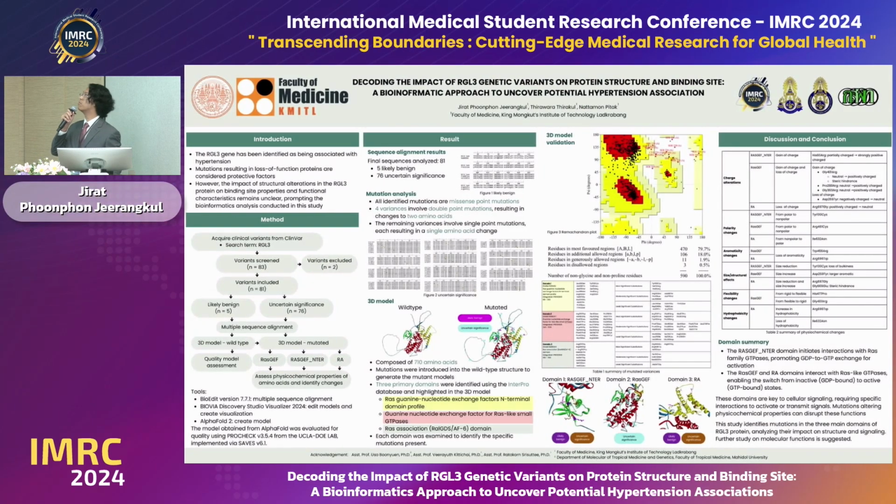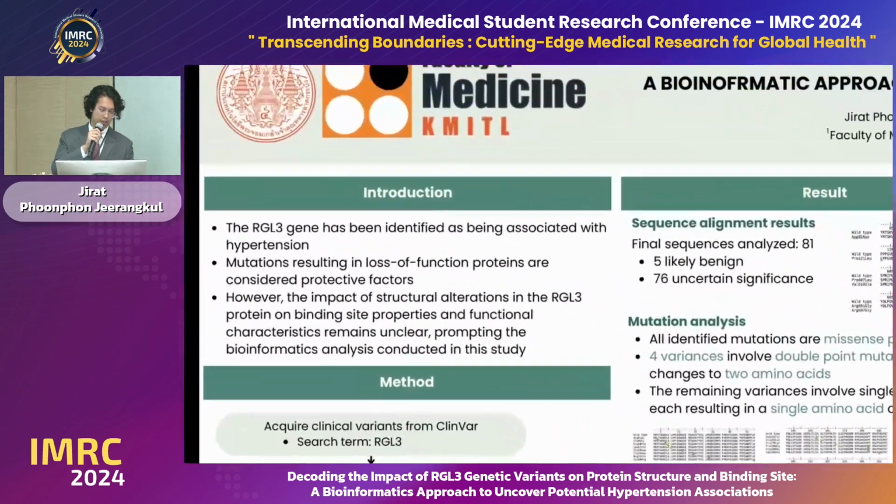My name is Jirat Phoonphon Jeerangkul, and today I'm going to present the e-poster on the topic of decoding the impact of RGL genetic variants on protein structures and binding site, a bioinformatic approach to uncover potential hypertension association. So let's start with the background.